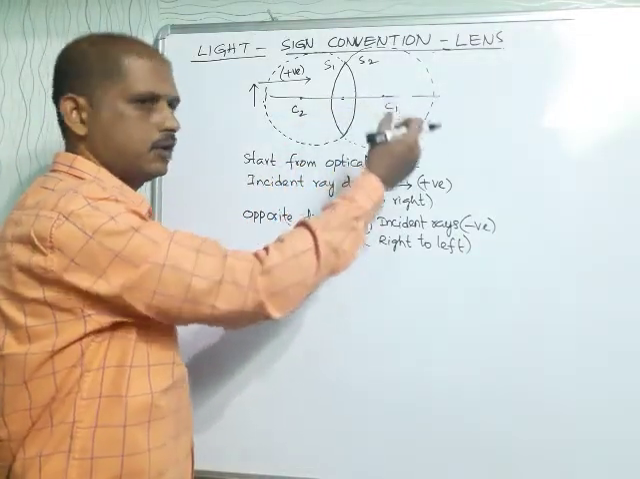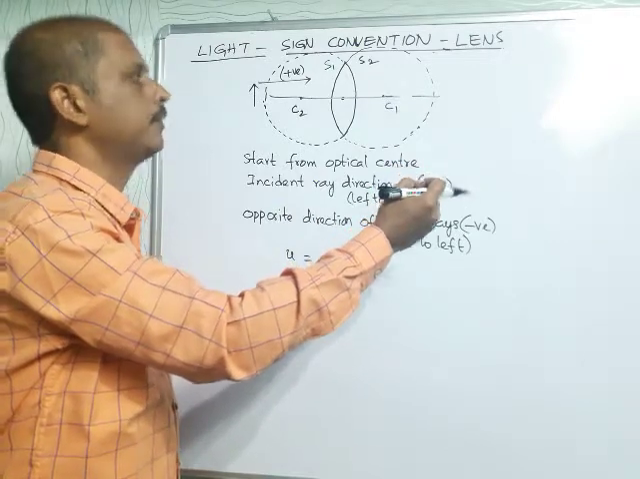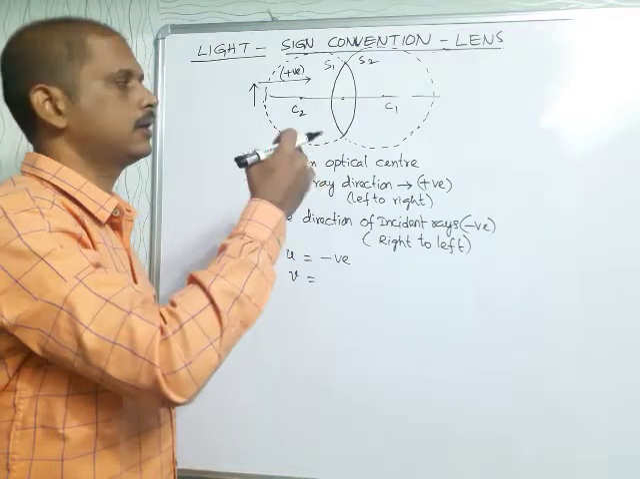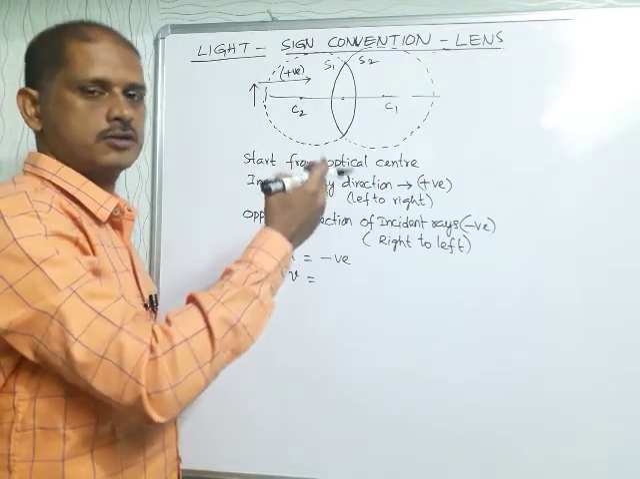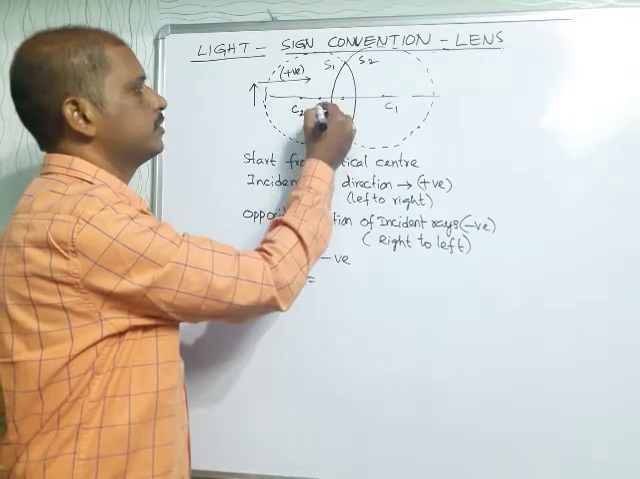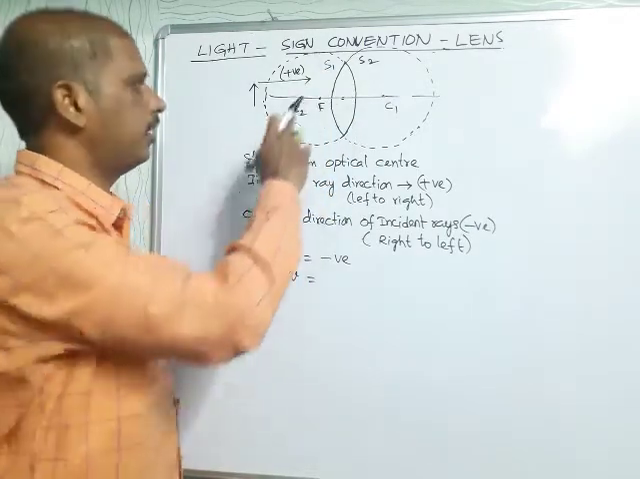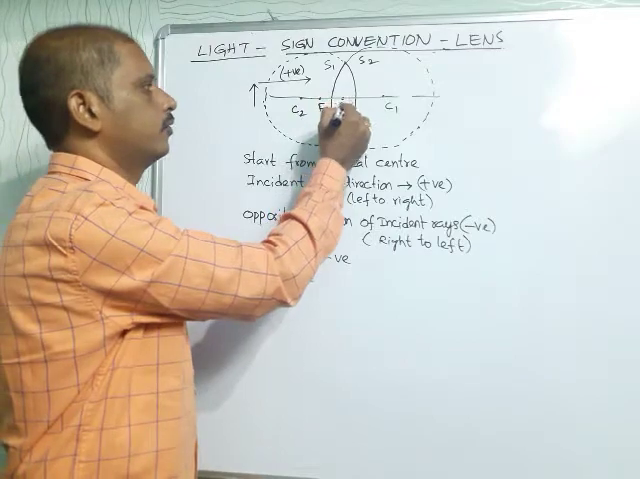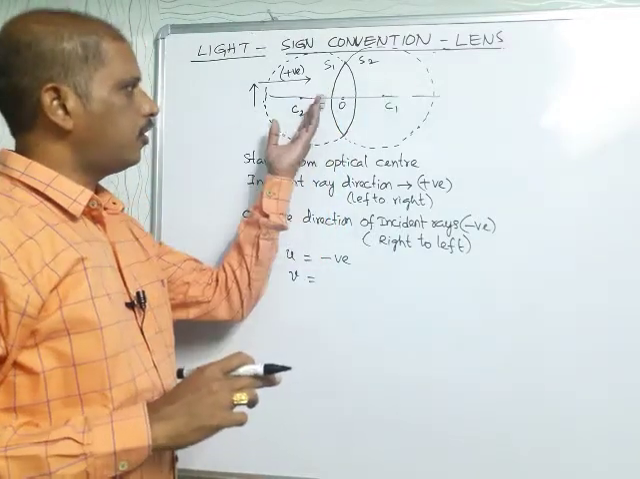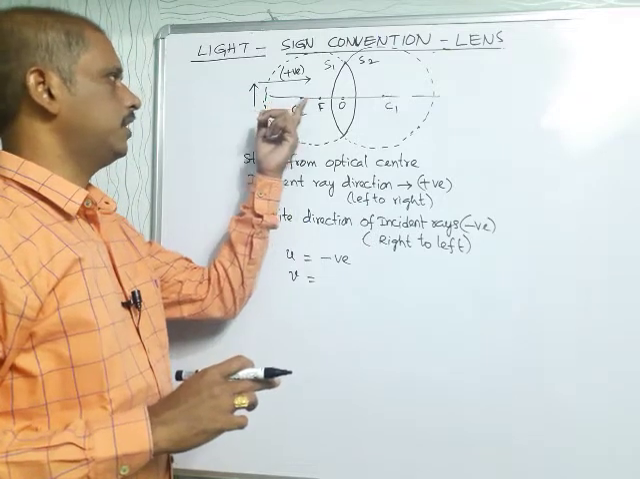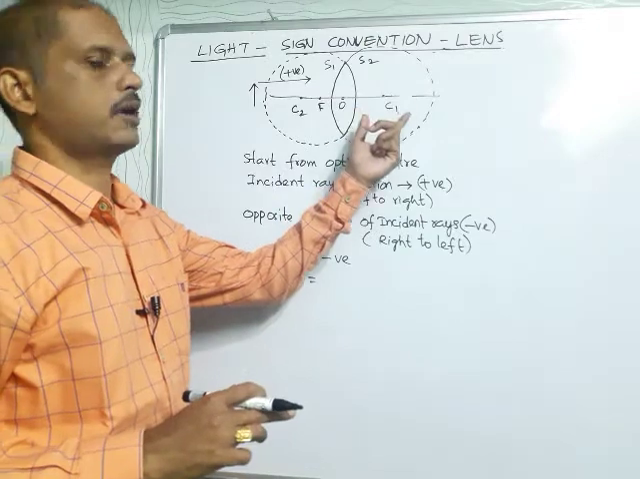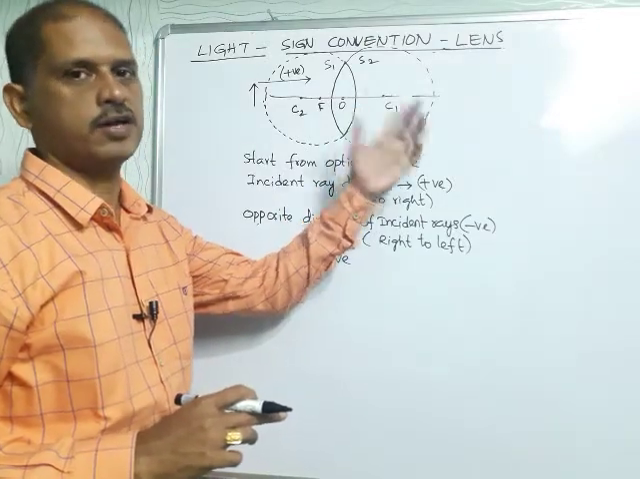If you remember all the cases, 6 cases, for the first 5 cases: object kept at infinite distance, next beyond C, next on C, next between C and F, and on F. The last case is between F and O. In all the remaining cases, if you keep the object anywhere in these 5 positions, the image is formed on the right side only, which is a real and inverted image.